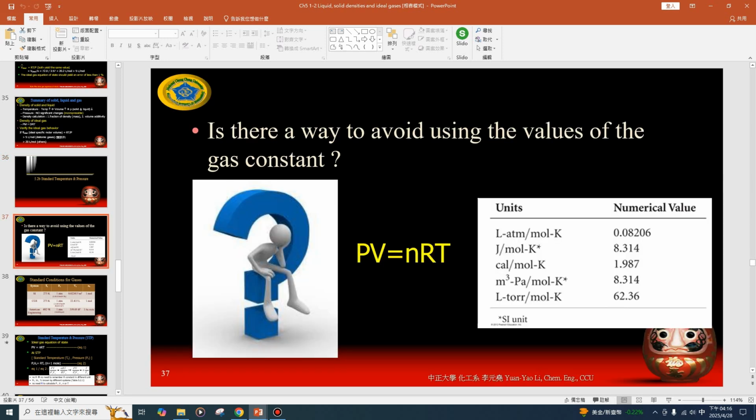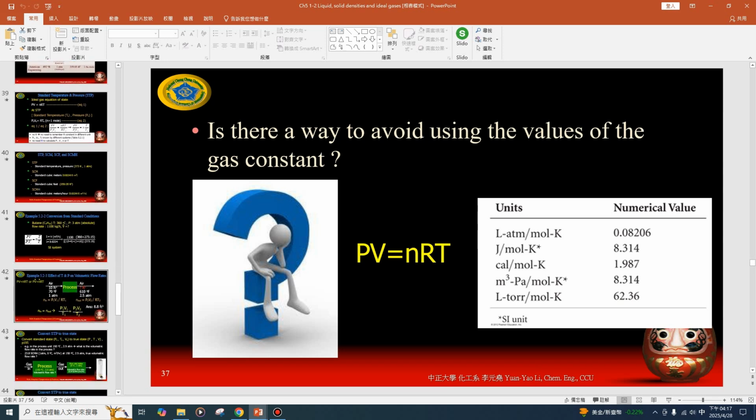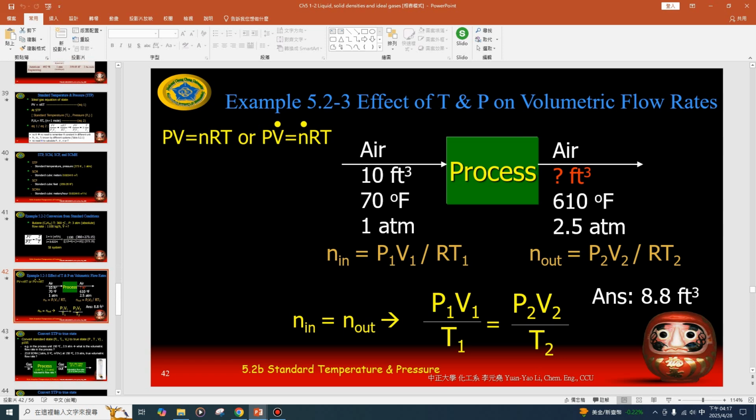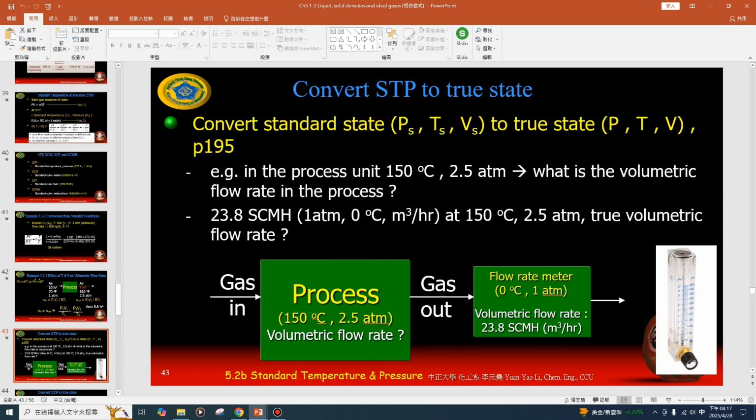This topic is related to whether we are going to use the gas constant to do the calculation or not. And we delivered one example to let you know why we don't want to use the gas constant. For example, if you want to measure the volumetric flow rate in a process under high pressure and high temperature, there is no way for you to put equipment into this reactor or process to measure the flow rate.